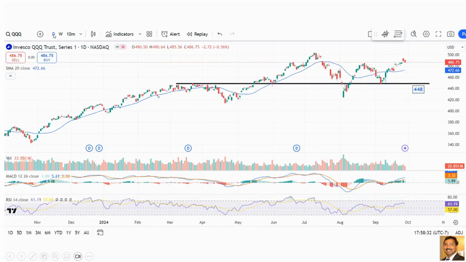And this QQQ daily chart, again, on Thursday it made a bearish candle, and then on Friday we got a little bit of confirmation of the topping, like the 486 level. If it comes back, then 472 can act as a very, very good support level. This is the 20-day moving average, and also MACD is curling down, like the momentum is vanishing, and also RSI is going down. So if it comes down, then 472 can act as a very good support. If it breaks, then the 445, 448 level acts as a very good support for the QQQ.